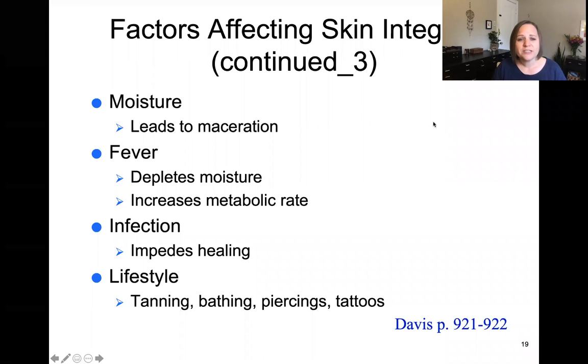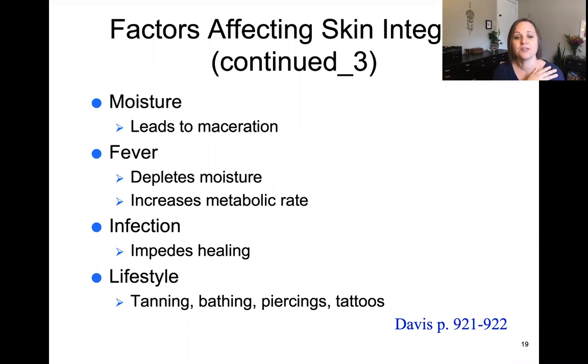And finally, moisture. It leads to maceration. Are you a cook? Do you like to bake? Have you ever macerated strawberries? You know, you just put some strawberries in some sugar, and over time they break out their juice and they become nice and like wet and like juicy and delicious on strawberry shortcake. Not so great if you have macerated skin, however. It also becomes kind of wet and juicy, and then it can lead to easy breakdown.